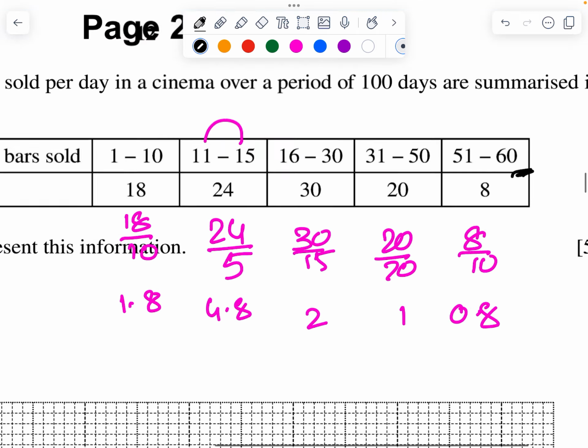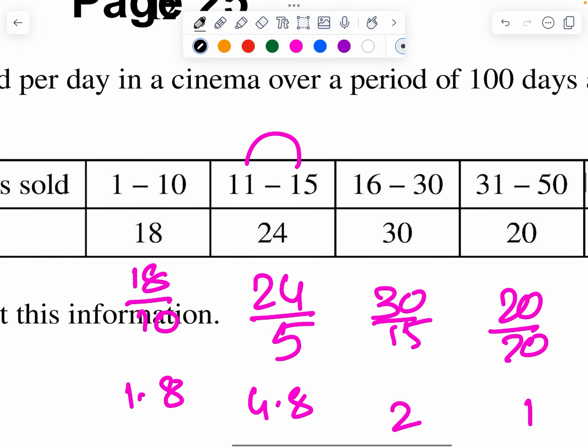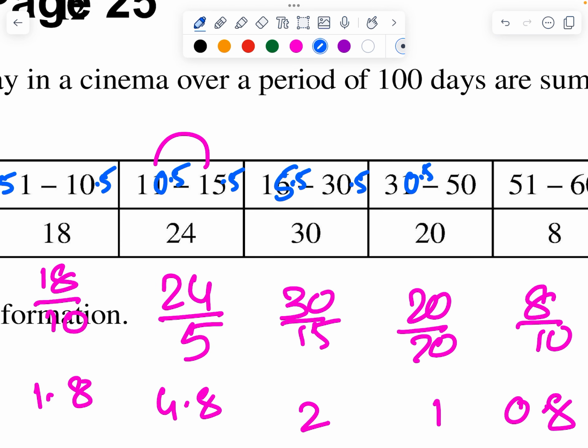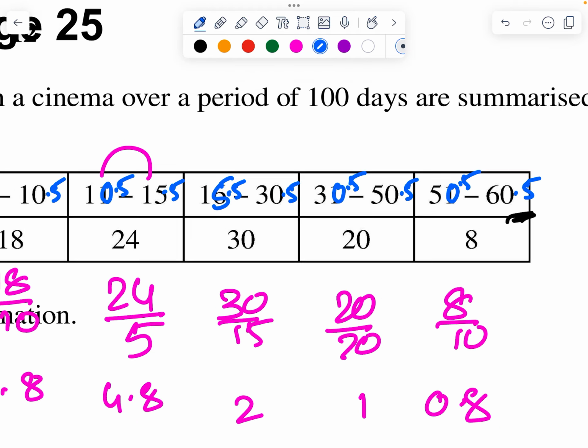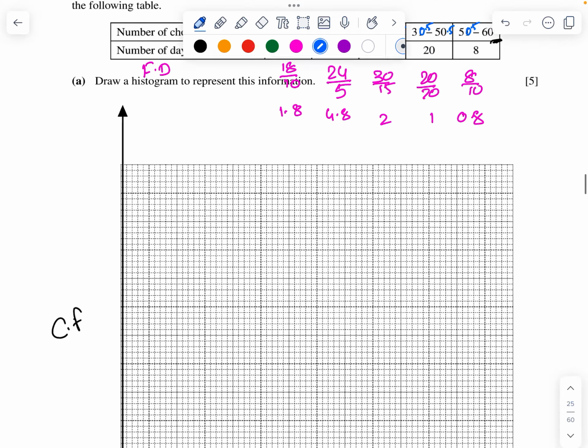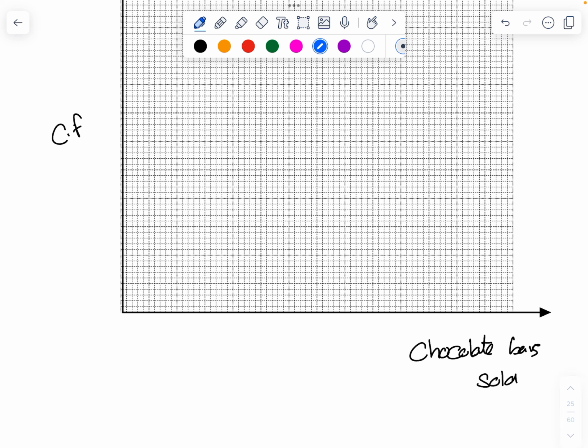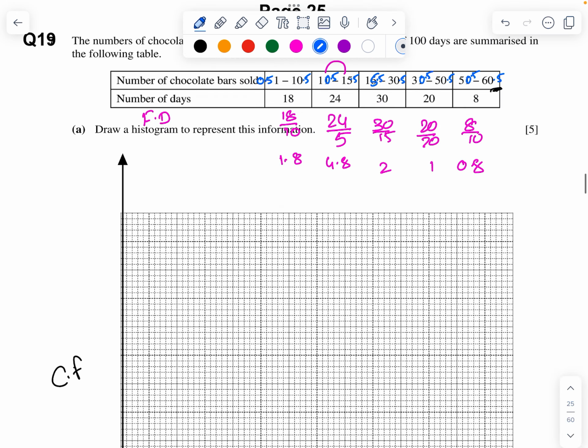Moreover, this is not continuous. So first we have to make it continuous. So what does it become? Subtract 0.5, add 0.5, subtract 0.5, add 0.5, subtract 0.5, add 0.5, subtract 0.5, add 0.5. I want up to 60. So if I take 10, 20, 30, 40, 50, 60, it fits.